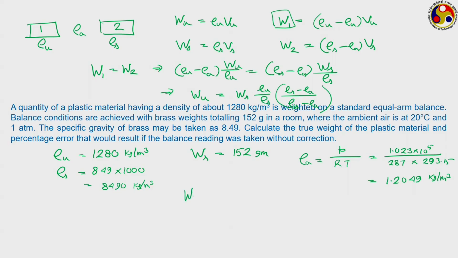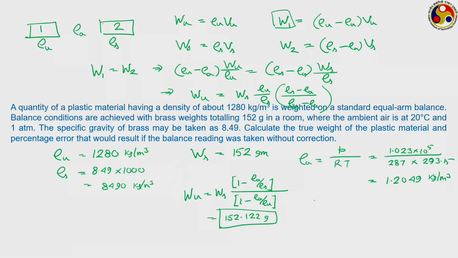So now we can calculate W u directly. W u is equal to W s into the principle that we used earlier, that is 1 minus rho a upon rho s divided by 1 minus rho a upon rho u. You have all the values available, so if you put them in, you are going to get 152.122 gram. This is the true mass of that plastic body. Though your balance is showing only 152, its actual mass is 152.122 gram, and this 0.122 gram is the error that comes in because of the buoyancy effect.